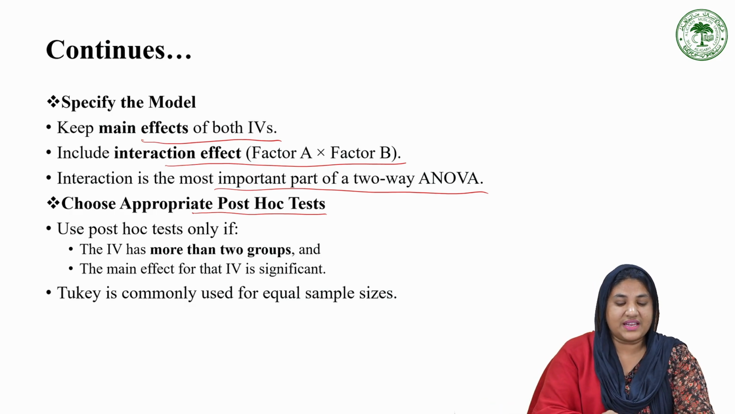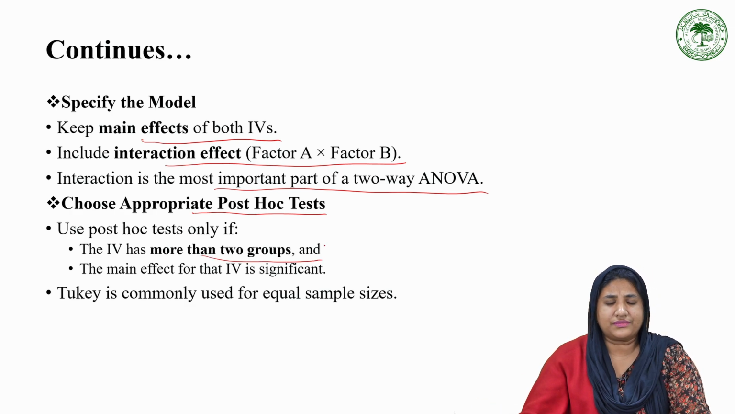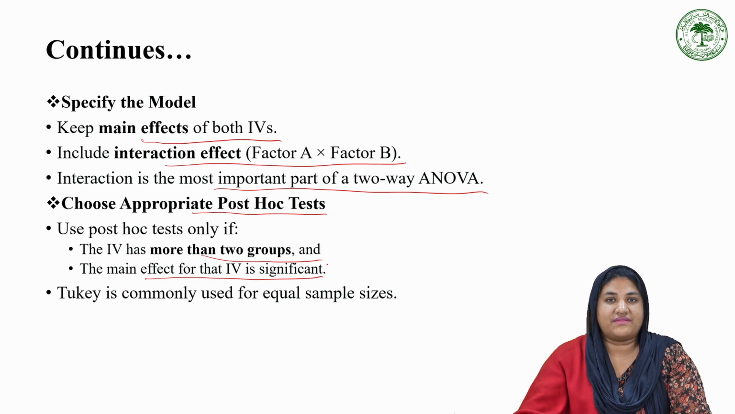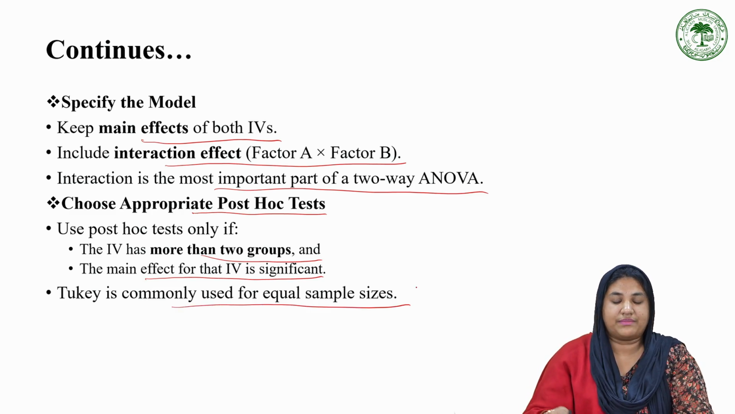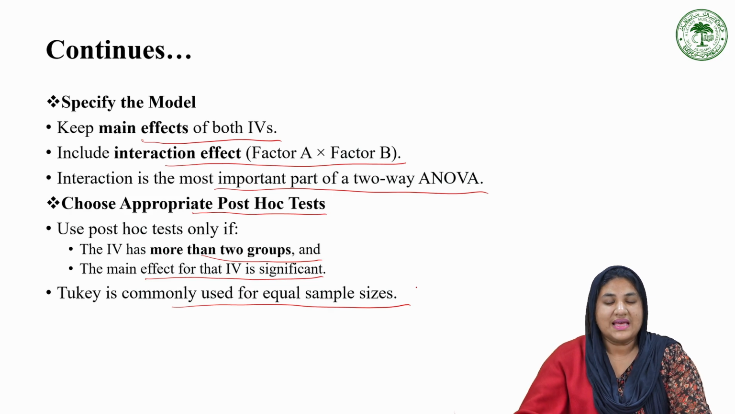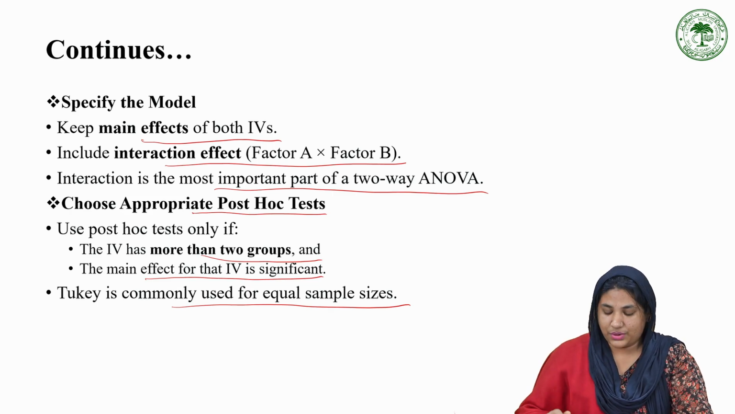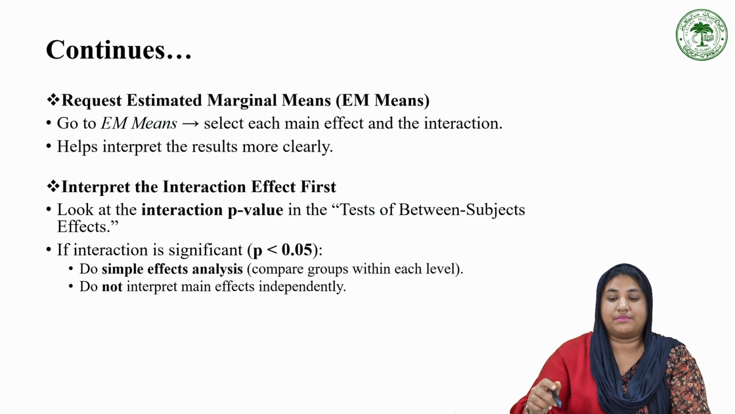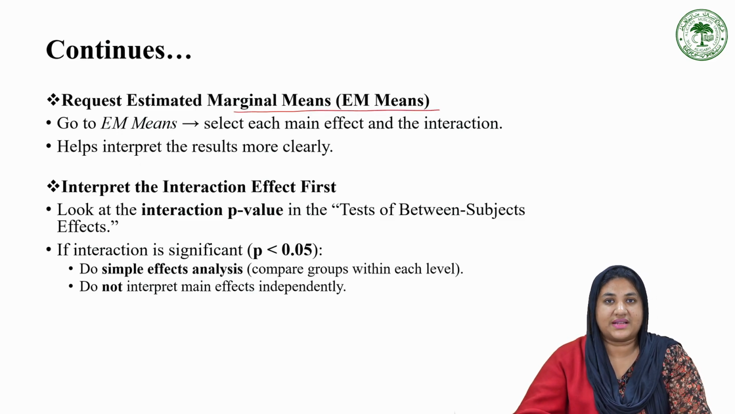If the independent variable has more than two groups and the main effect for that independent variable is significant, you can go for post hoc comparison. Tukey's test of post hoc comparison is more commonly used for equal sample sizes. Apart from that, you can also request estimated marginal means, EM. That should also be taken into consideration.